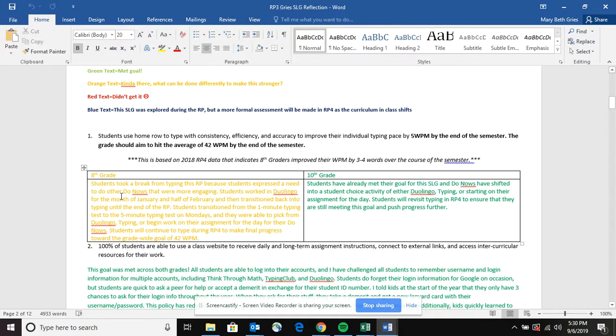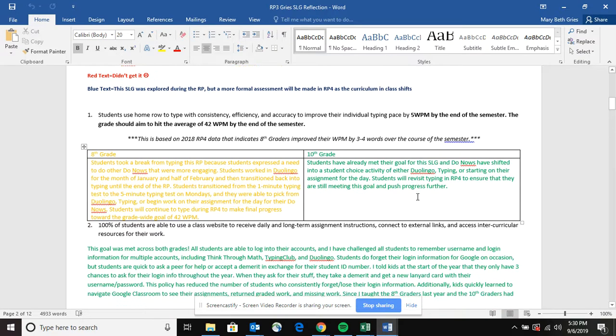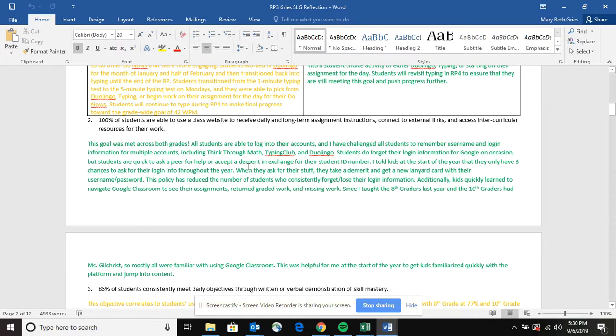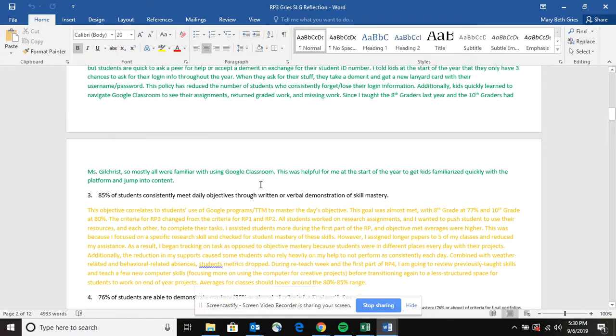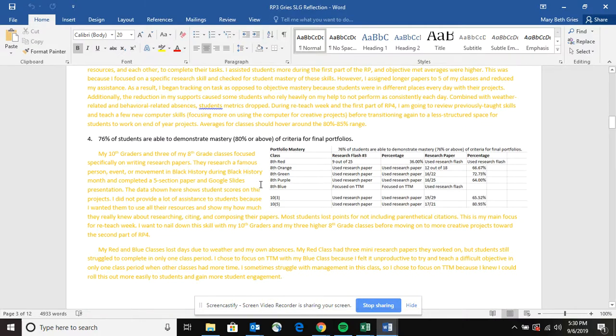So this shows that my 8th graders last year for typing, they were kind of there. In RP3, I didn't do so much typing. I kind of backed off of it because we had other things to do, and that kind of hurt me because my kids didn't hit the 42 words per minute baseline, but most of them did grow by about 5 words per minute. My 10th graders hit the mark. They got there, which was great. And then I offer a reflection why I did or did not hit a certain mark.